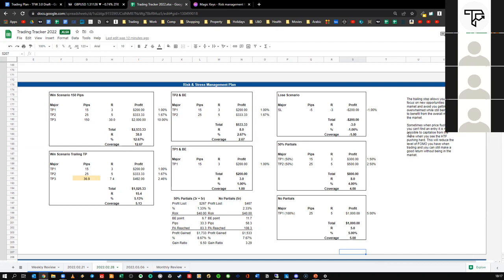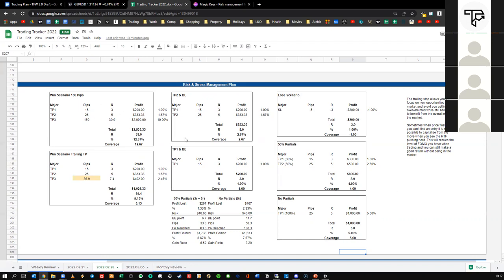Sometimes when price flushes, you can't find an entry. For example, on Friday there was a massive flush to the downside. Today, there was a massive flush to the downside, and you just wouldn't be able to get an opportunity. So in order for you to capitalize from the move, when you see the high time frame pushing really hard, sometimes you may not get in. But if you do get in, it will reduce your level of FOMO because you're actually in the downward move or in the upward move when you start swing trading. And this will allow you to make a good return without being in the market over and over again and maybe getting stopped out as a result.